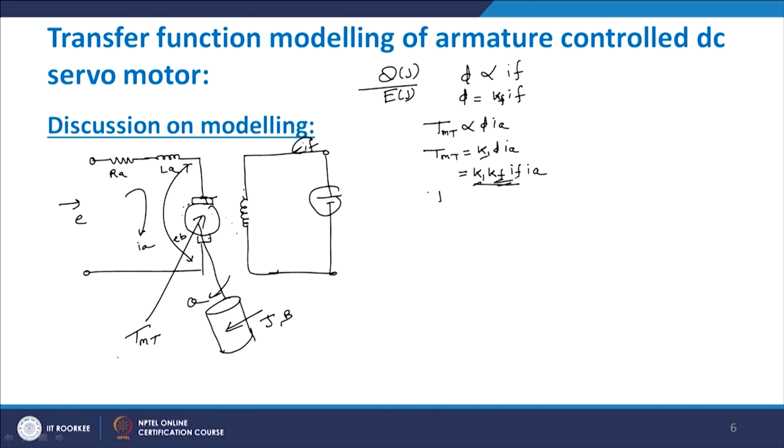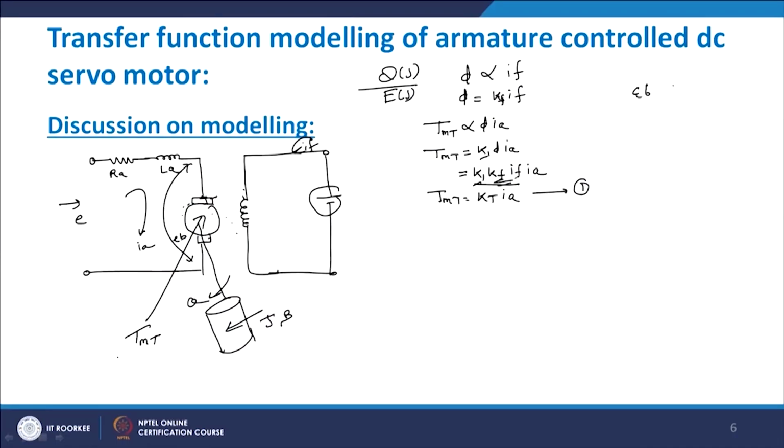So the motor torque Tm equals Kt into I. Let us say this is equation number 1. So we have got the motor torque. Then about the back EMF.